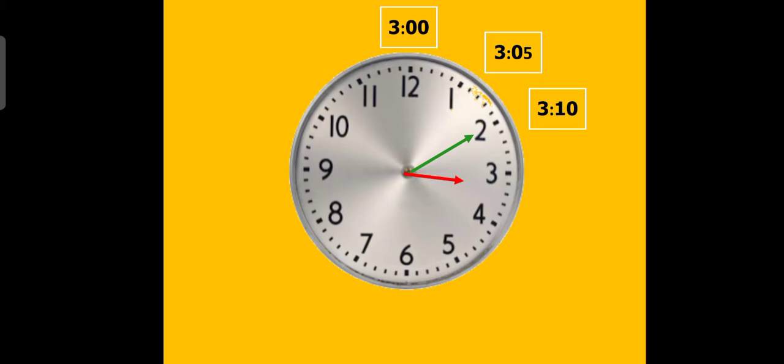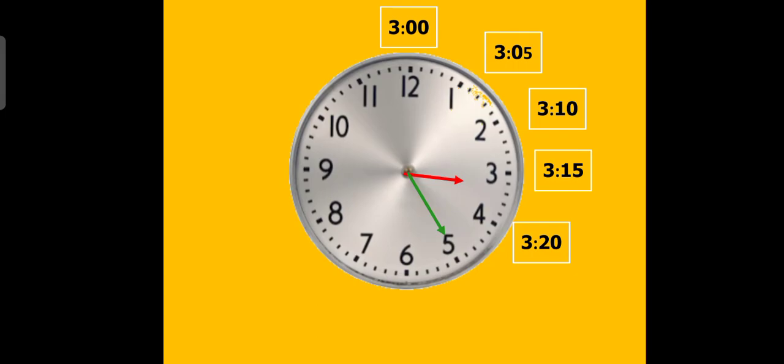Okay, the short hand starts to move, but slowly. Now the long hand moves to 3, and the short hand is between 3 and 4. So how many minutes do we have? We have 15 minutes and 3 hours. The time will be 3:15. Okay, the long hand is on 4. How many minutes does 4 represent? It represents 20. So the time will be 3:20.